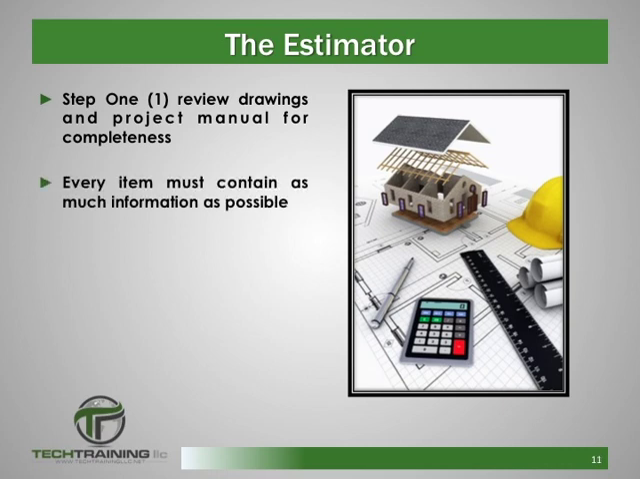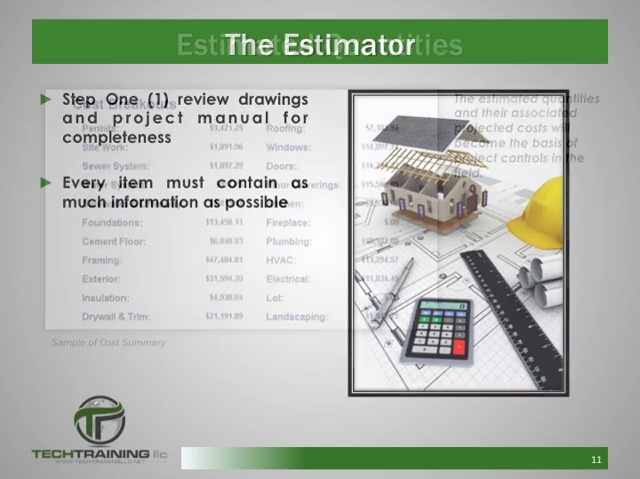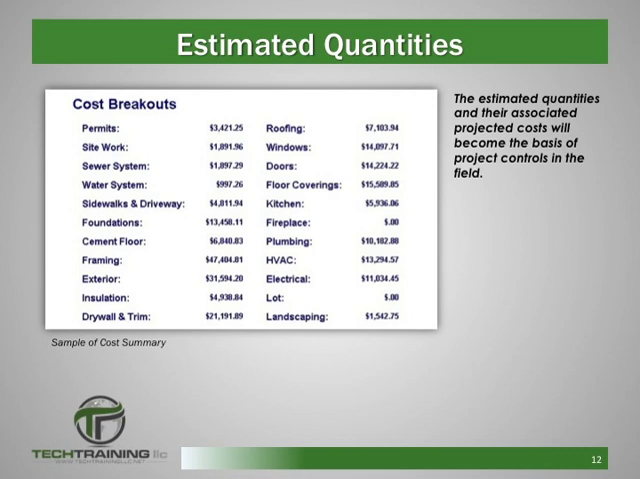Next, the estimator will begin the process of quantifying all of the materials in the project. Every item listed in the estimate must contain as much information as possible. The quantities determined by the estimator will be used for ordering and purchasing materials in the field. Also, the quantities and their projected cost become the very basis for controlling the project once it begins.